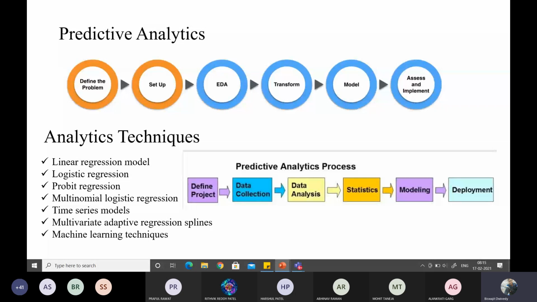Now, what are the steps involved in predictive analytics? First you define the problem, second you set up the problem, and third is EDA. Whatever we have studied there, those steps are here, or you can say this is also associated with your EDA. Let me remind you what the steps involved in EDA are. First, you have to identify the attributes in your data set, which we also talked about in the last class.